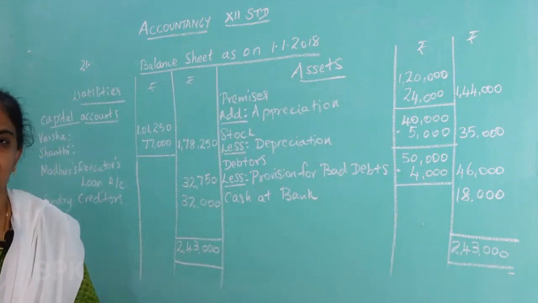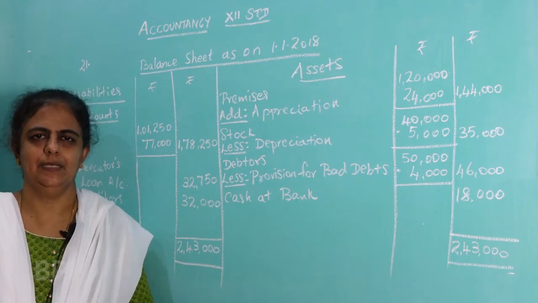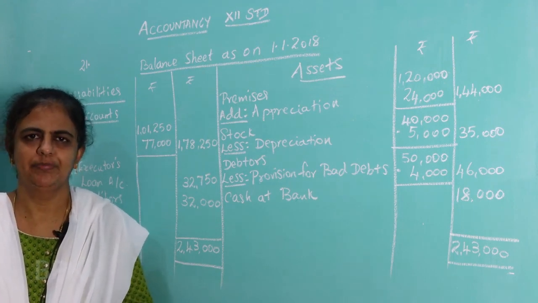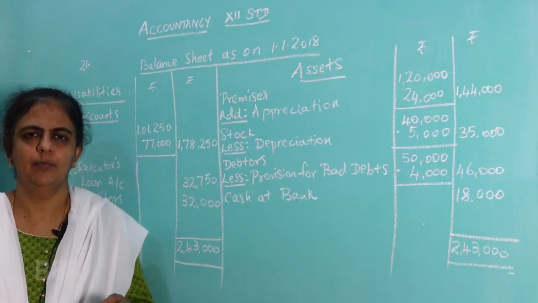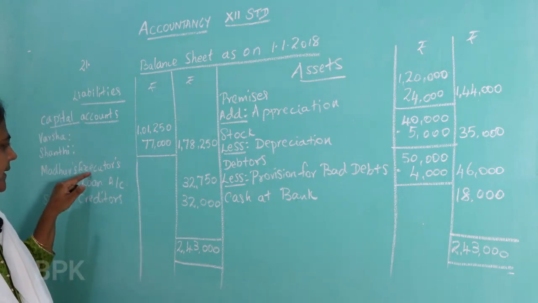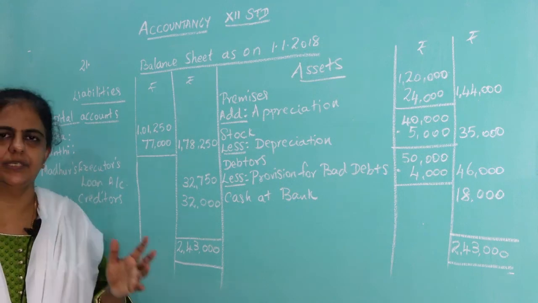Okay. So this is how you have to do the treatment in the case of a deceased partner or death of a partner. All the adjustments, everything, the same thing what you've done for retirement, but only one more word you are adding here. Since it's a deceased partner, you are adding the word executor. Otherwise, the procedure is the same.